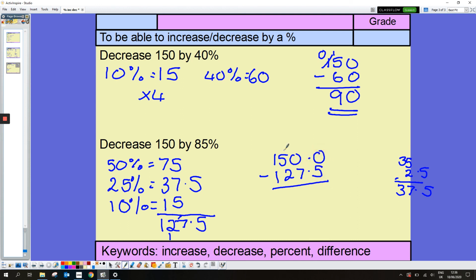Put a placeholder, and I have to borrow from the 5 and then borrow from the 10 that way, or exchange, whatever it is that you might call it. 10 take 5 is 5, 9 take 7 is 2, 4 take 2 is 2, and then 1 take 1 leaves me with 0. So my answer to that one is 22.5.